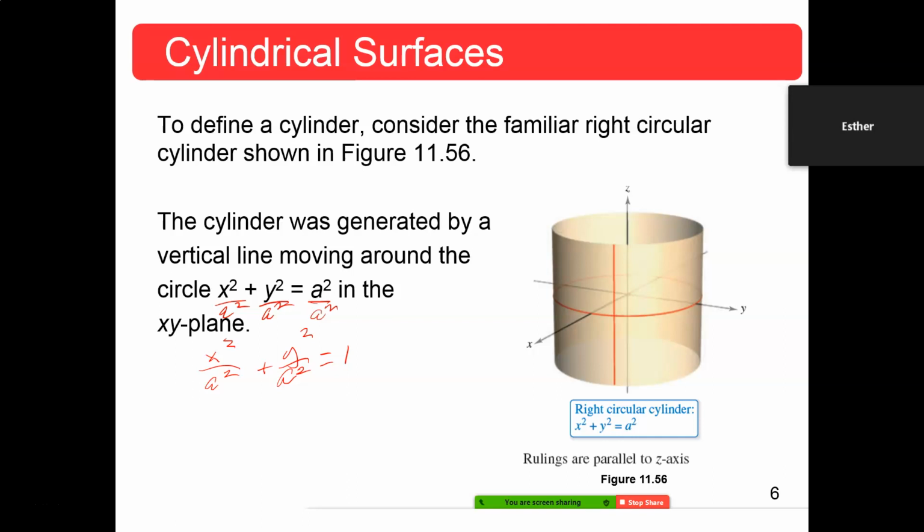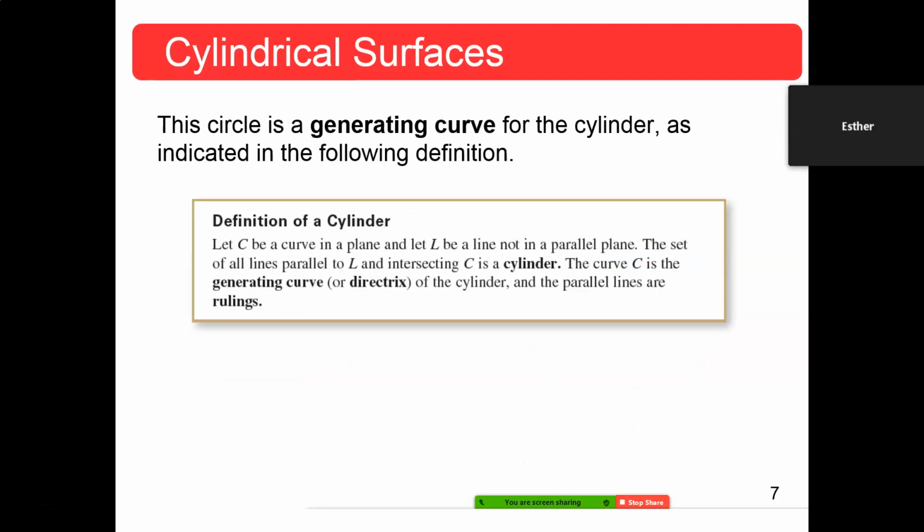But guess what? A cylindrical surface is any curve in one of your planes, and then you draw a line along that curve. That circle is called the generating curve for the cylinder. Here's a definition of a cylinder. Let capital C be a curve, any old curve in any plane, and let L be a line not in a parallel plane.